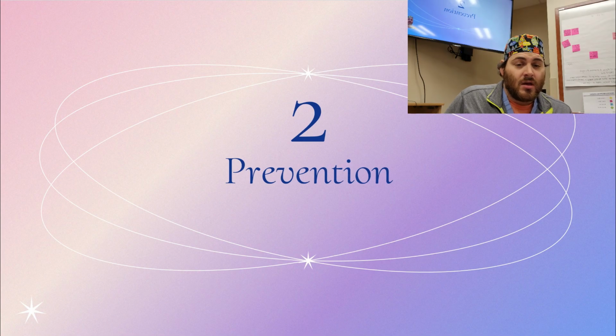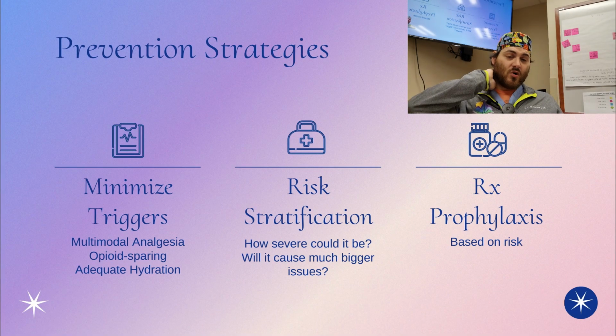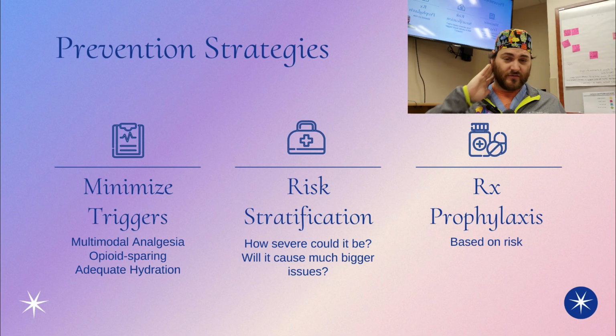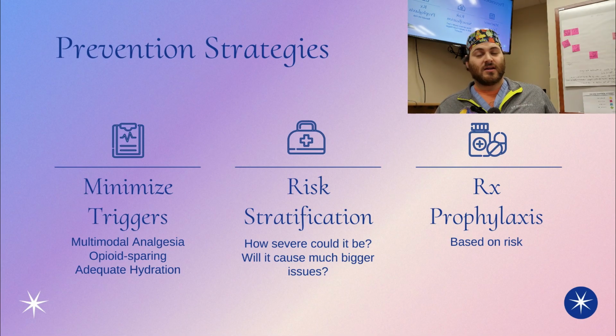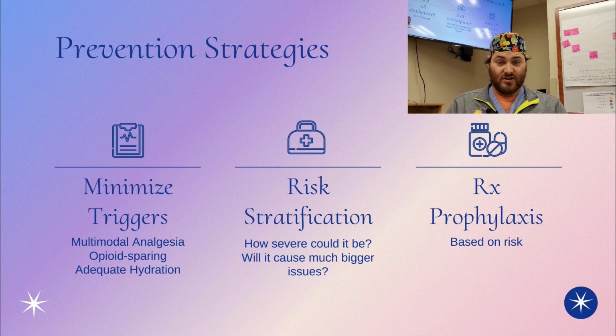Okay. The next thing we'll go into is prevention. How can we keep people from doing this? So there's a couple of different strategies. One of them is to minimize their triggers, right? Let's minimize the amount of things that are going to make them have nausea and such. So a big thing is multimodal analgesia, right? And opioid sparing is kind of part of that.